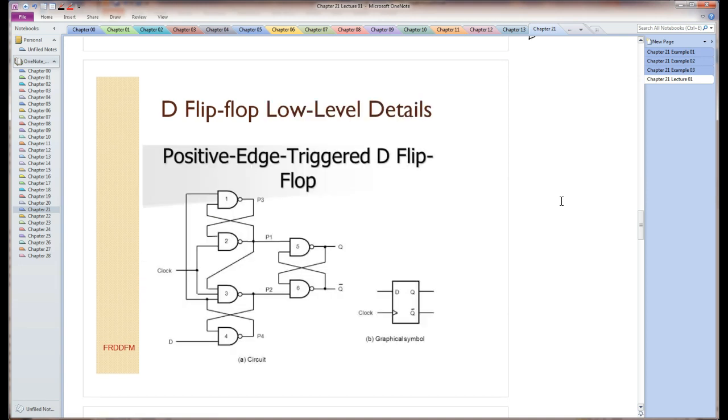Here's that promised low-level diagram of an edge-triggered flip-flop, and so this is the flip-flop that we've been looking at, and this is the underlying circuitry. So you would expect there to be a latch in there somewhere, right? And you can see the latch.